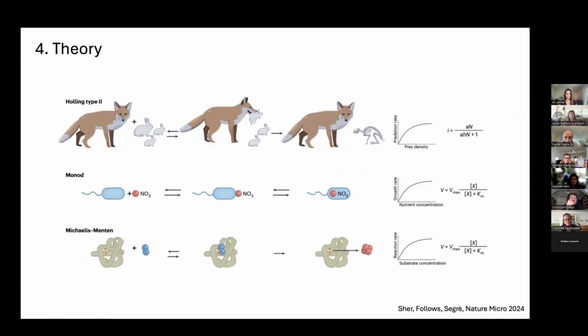And finally, theory. And again, I don't have time to go into this, but this is from an article with Mick Follows and Daniel Scher, showing how there are basically conserved laws across scales. And I think this will be very important as a component of future efforts.